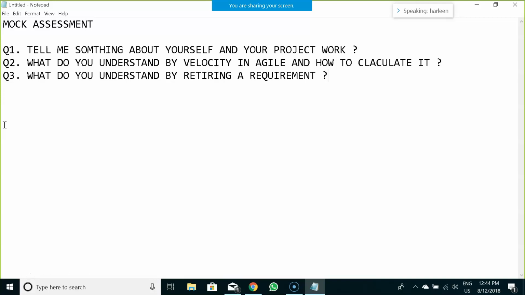Okay, any specific example? For example, in a payment module, we are not accepting a particular type of credit card, like American Express, no longer in the project. Then we will delete from the requirement log the requirement about accepting American Express card. Okay.